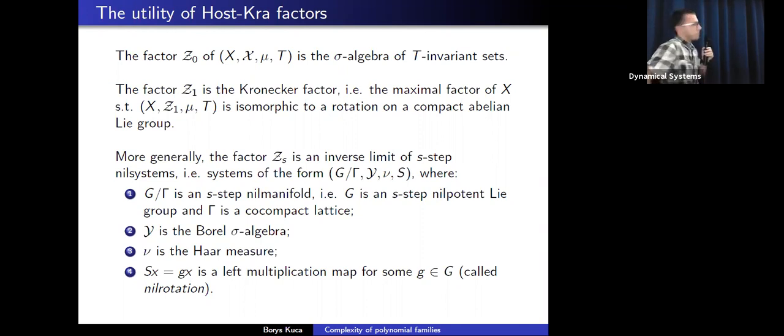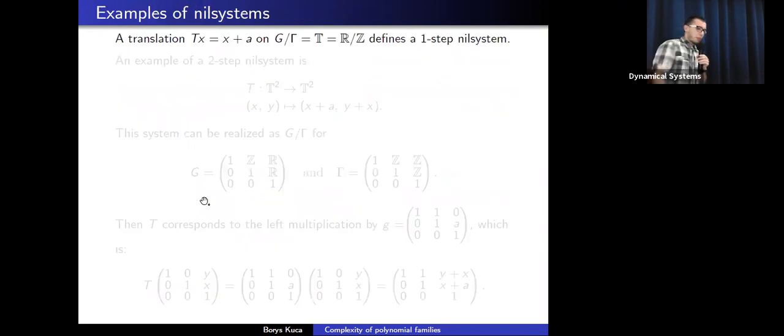And because it sounds a bit complicated, I'll illustrate these definitions with some examples. So for the one-step nilsystem, we can just take a rotation on a torus.